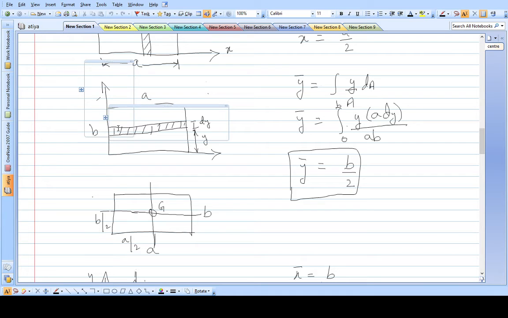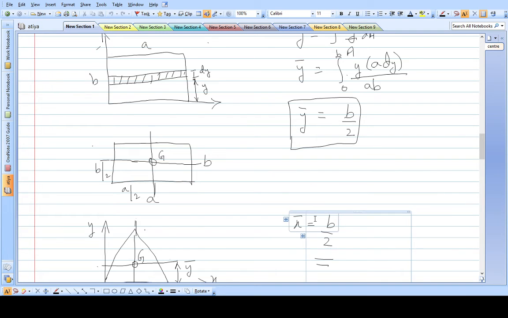Similarly, we took a strip parallel to the x-axis, of thickness dy, at a distance y from the x-axis. Again applying the formula y bar equals the integration of y by A into dA, and integrating from 0 to b, we get y bar equals b by 2. Hence the center of the rectangle is located at a by 2 and b by 2.